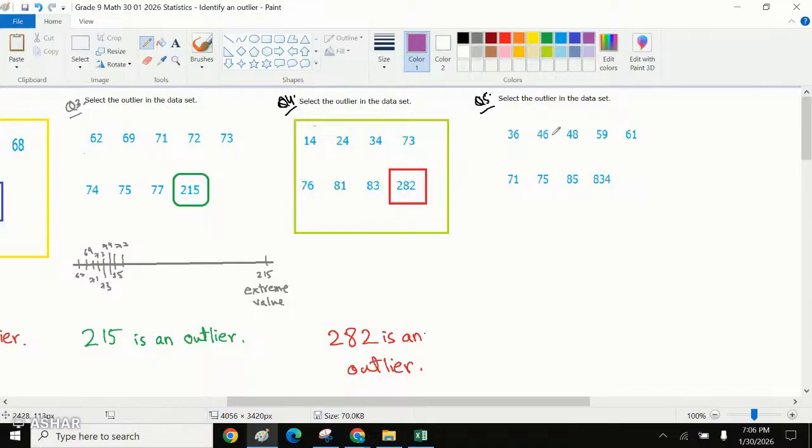we can say that 36, 46, difference of 10, difference of 2, difference of 9, and so on. They're close. 36, 46, 48, 59, 61, 75 till 85, they are close numbers. They're close to each other. But there is one number that is not close to them. That is at the extreme value. That is 834. So we can say 834 is an outlier in this given information. Agreed?